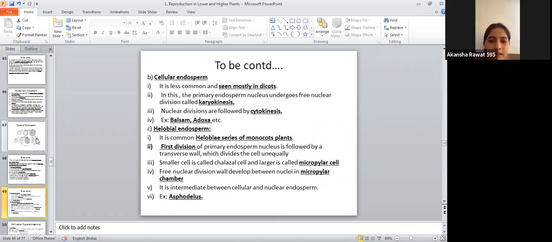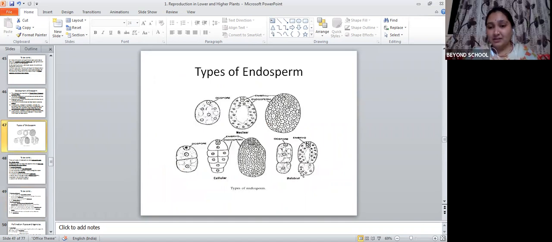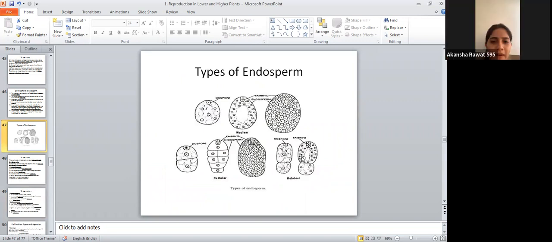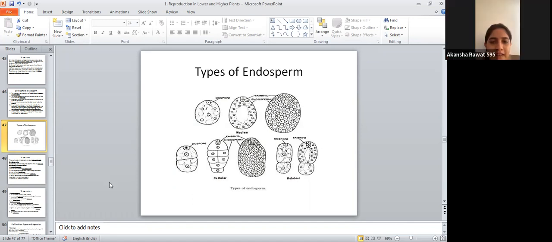Okay, understood? The smaller part which is present in the halobial endosperm is called the chalazal cell, and the larger part is called the micropylar cell. Micropylar cell, okay? Understood? The two cells are distributed unequally, one small and one large: chalazal and micropylar.